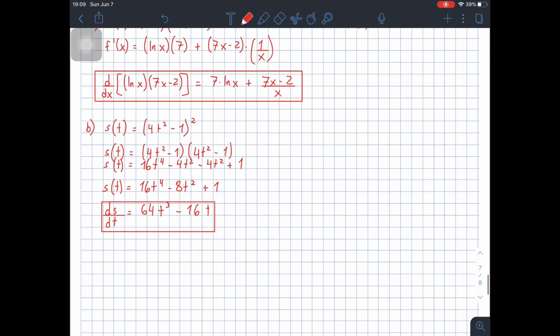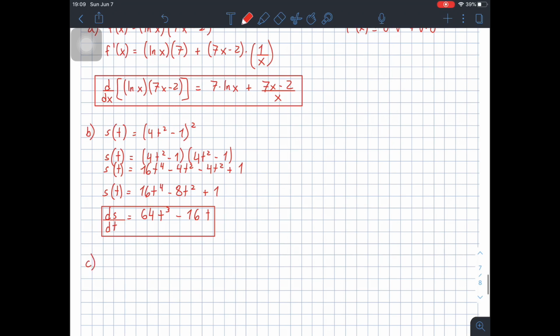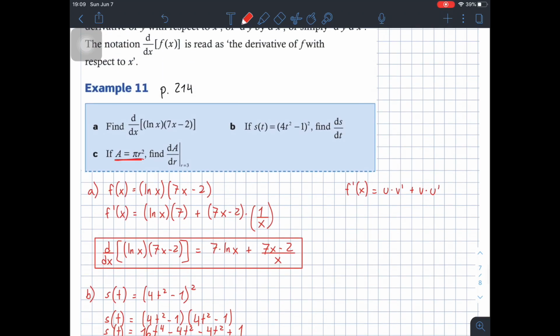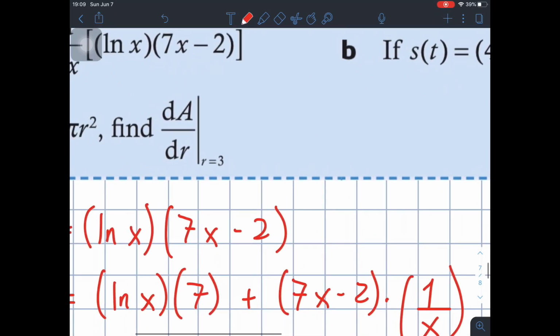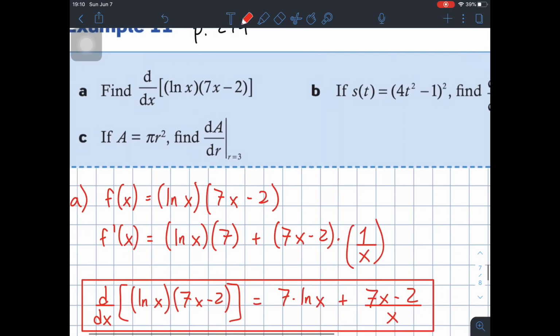Okay, finally, for part C, it says, if A equals pi r squared, find the derivative of A with respect to r, and then here you have an r equals 3, right? This is saying that I later need to evaluate the derivative for r equals 3. So first of all, what I'm going to do is find the derivative, okay? And then we're going to evaluate it for this particular value of r, okay?